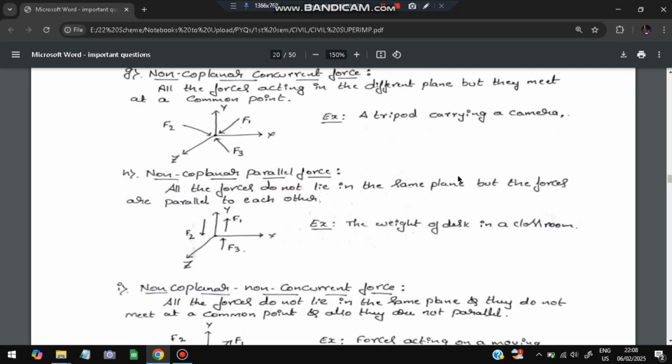Non-coplanar parallel forces are in different planes, but they are parallel forces. Okay, an example is the weight of a desk in a classroom. Each desk will be on a different side, so they are in different planes. This one is all in different planes but they have parallel forces.